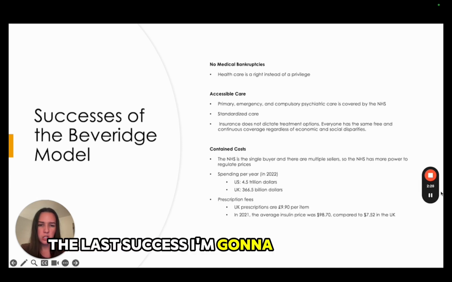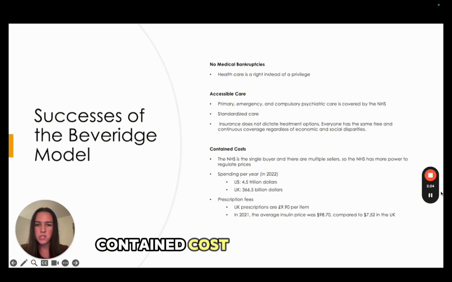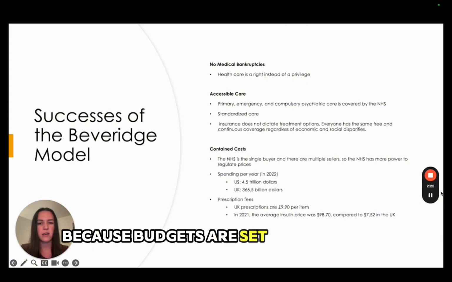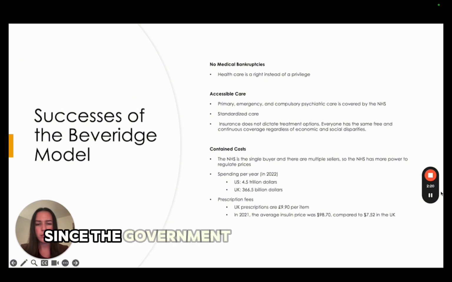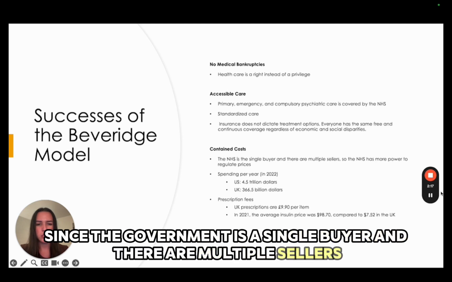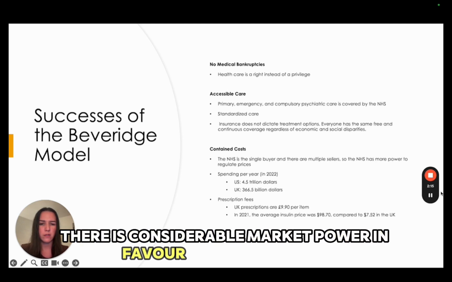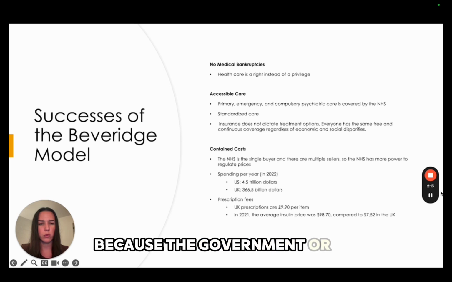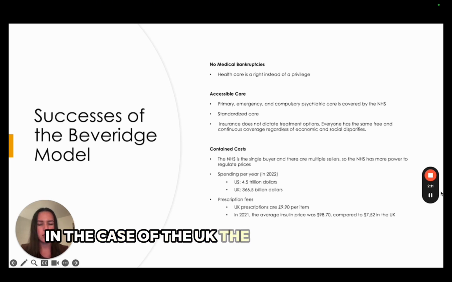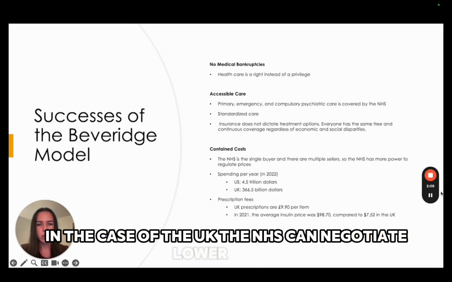The last success I'm going to touch on is the contained costs of healthcare, because budgets are set at a national level. Since the government is the single buyer and there are multiple sellers, there is considerable market power in favor of the consumer, because the government, or in the case of the UK, the NHS, can negotiate lower prices.